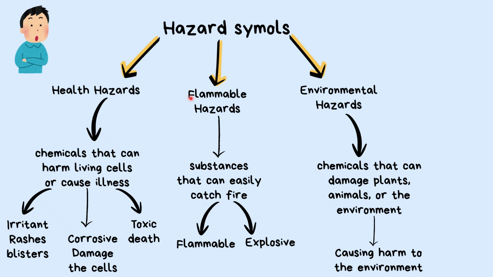Now the next category is flammable hazards. These are the chemicals which easily catch fire. Based on their ability to catch fire, I have divided them into two categories. First one just catches fire, whereas the second ones actually explode when they come in contact with any of the flammable hazards. Hope you have understood this much. Now the last part is the environmental hazards. The name itself indicates that they cause harm to the plants, animals, or in conclusion we can say that they cause harm to the environment. Let us understand each one of them in detail.